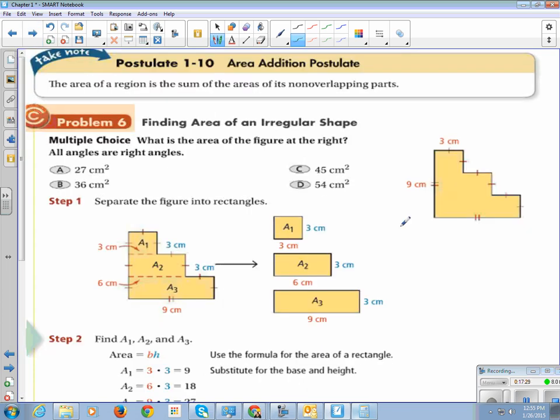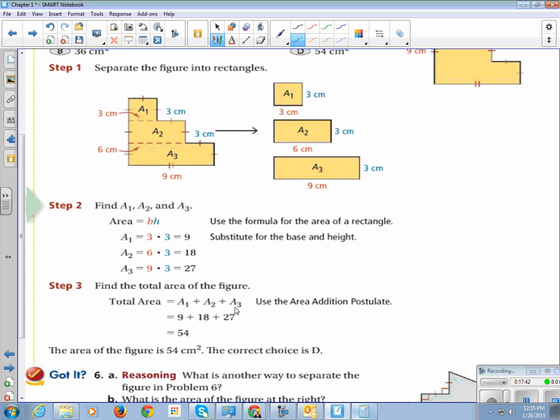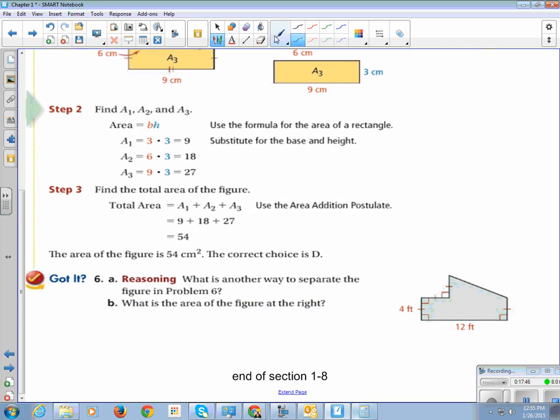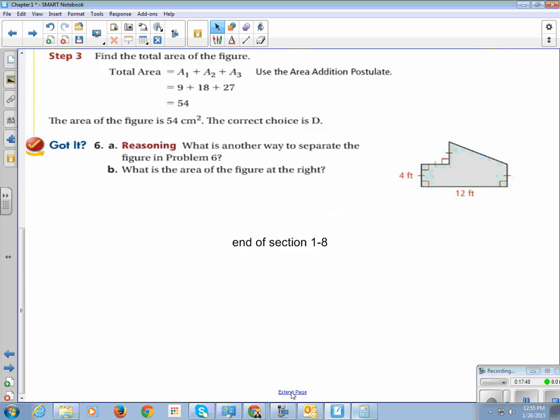All right, area addition postulate says the area of a region is a sum of the areas of its non-overlapping parts. Essentially what it allows you to do is break your area up into different parts and add those areas together. So let's look at a little section here. This is 4. This has to also be 4. This is also 4.